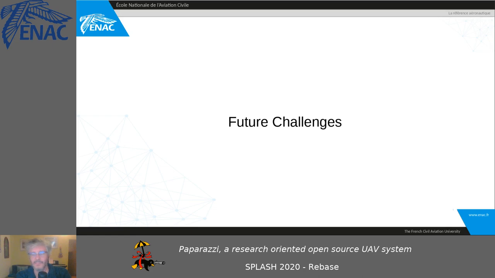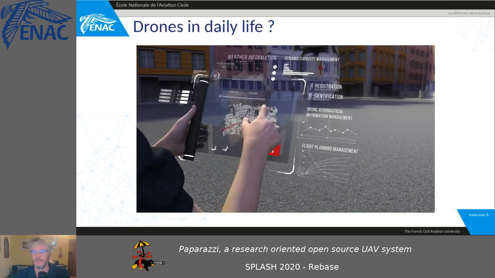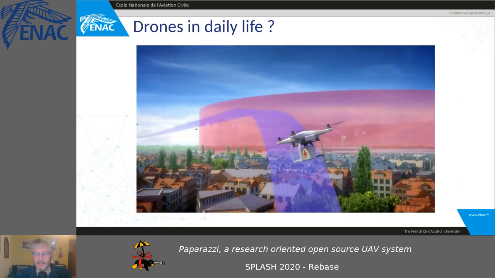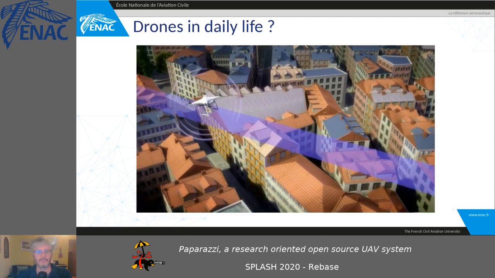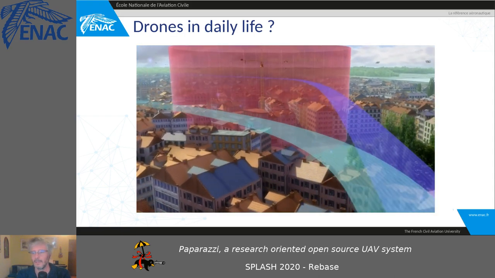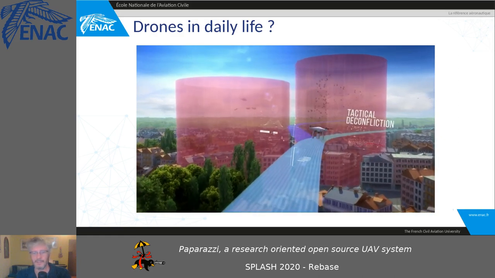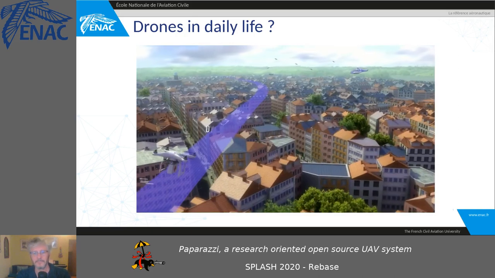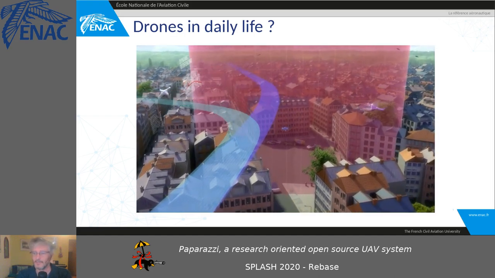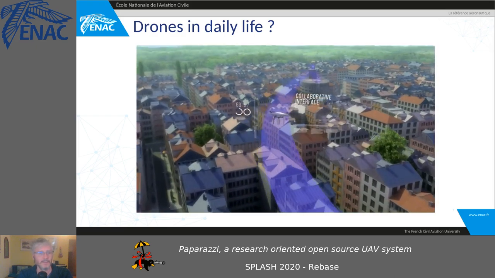Okay, so what are the future challenges for UAVs now? This video is coming from the U-Space initiative from the European Committee. And these people are selling drones almost everywhere in unsegregated areas, flying in urban areas, doing automatic deconfliction with many other UAVs or manned aircraft or helicopters. And they are carrying, in this case, medical stuff, but okay, that could be something else. So that's interesting, but actually, what's behind all that?